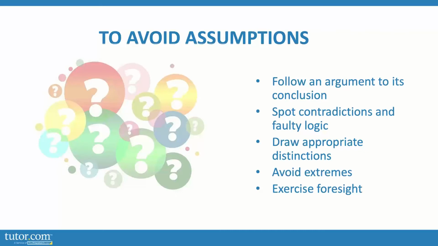Critical thinkers also draw appropriate distinctions. They avoid extremes, and they exercise foresight. This is interesting. Foresight is the ability to look ahead and consider future possibilities.